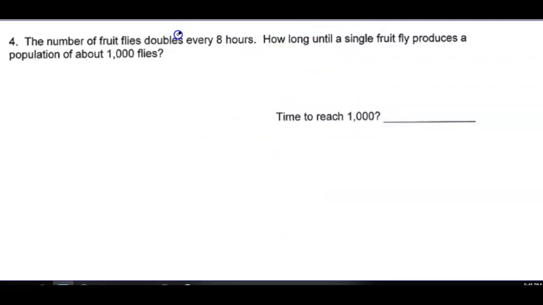This is a doubling problem, but it's very, very similar. And it doubles every 8 hours. So it says how long until a single fruit fly. So our initial amount, I don't remember what they used. P sub 0 is what I want to use, but it was one fly.